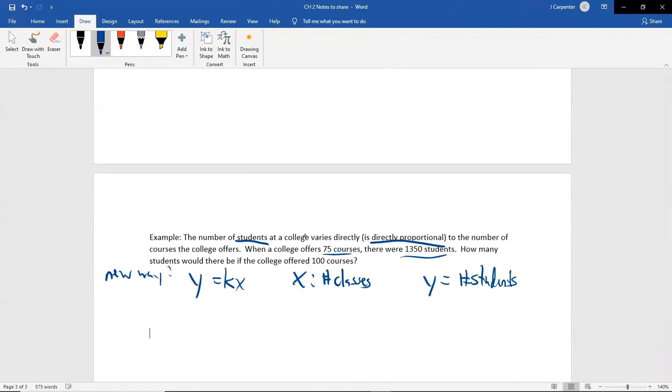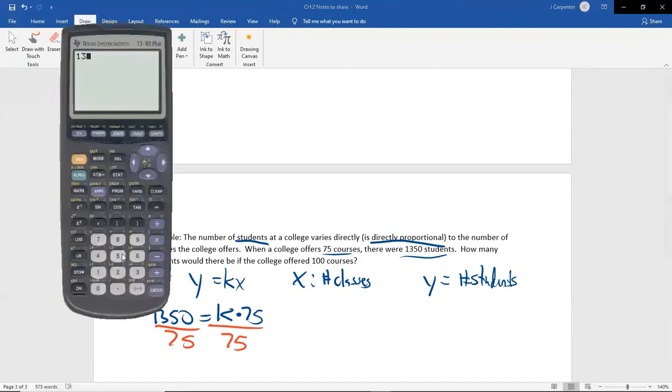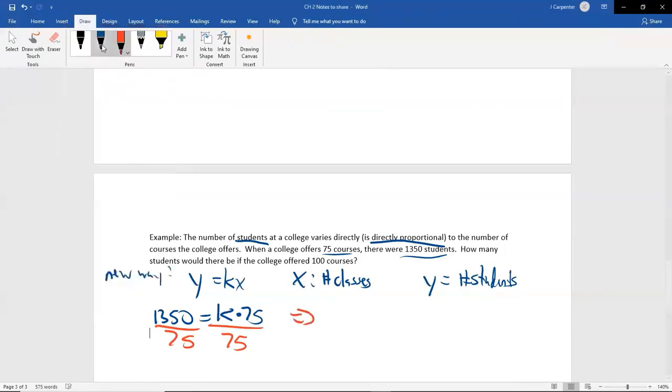So let's plug those numbers in. The Y was the number of students, so 1350 goes on the left. The K we are not plugging in, we don't know, that's the goal in this step. And there were 75 courses offered. We can just divide both sides by 75. Please feel free to rewrite that as 75K first if you have to. That is up to you. And if you do 1350 divided by 75, I can pull out my calculator. I was just going to say the answer, but here it is, 18. So that says that 18 is equal to K.